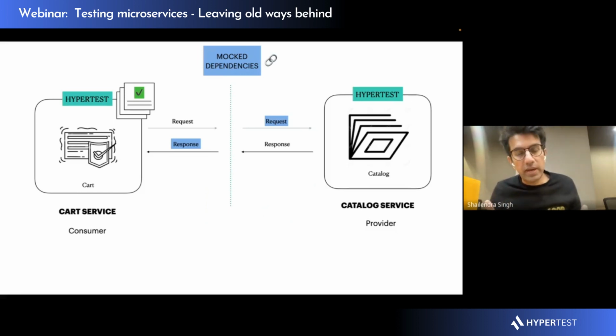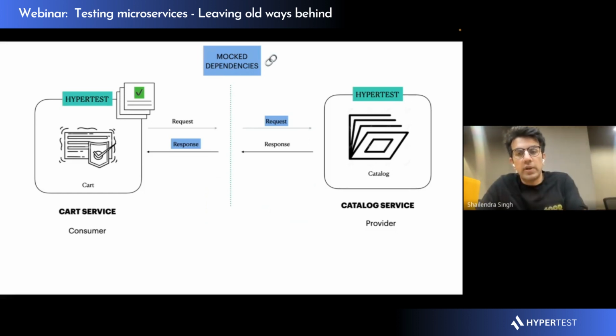You don't need a broker in place. HyperTest essentially is that broker, so you don't need to tell it explicitly, as happens in the case of Pact, that the response to the request has changed. HyperTest runs tests for both the cart and the catalog service. And when it runs the test for the catalog service, if it sees that the response the catalog service sends to the cart service has changed, it will run the test for cart, fail it, and update the mock.